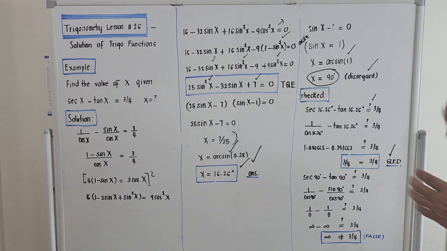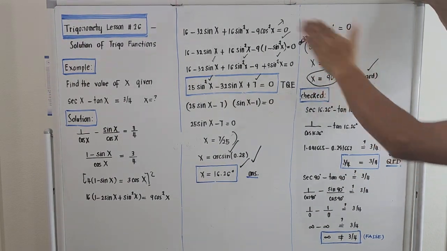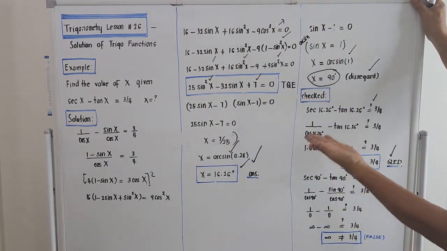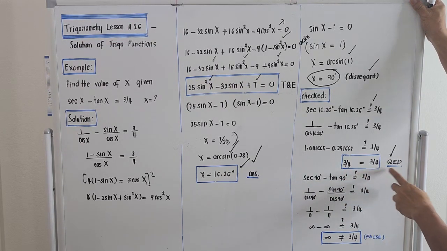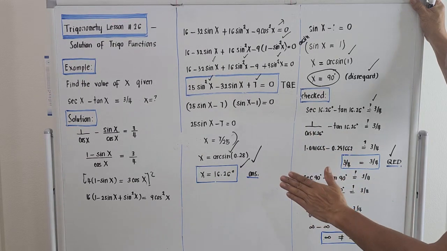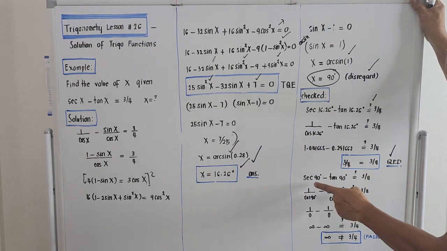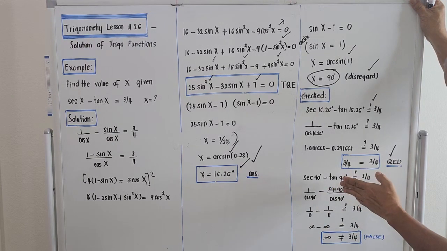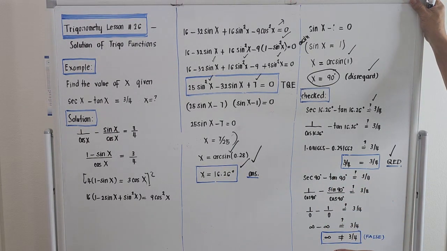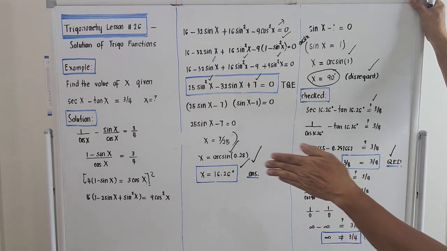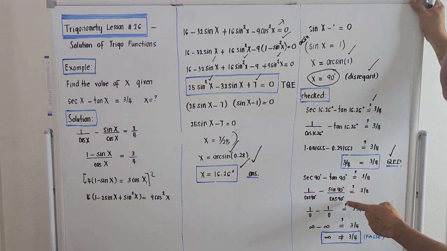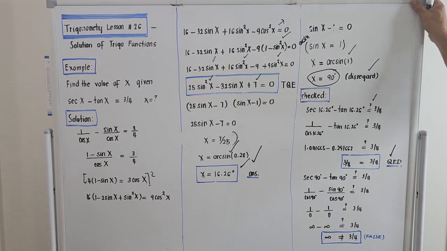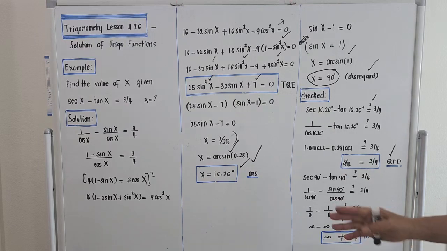For the second one, let's check if x is really a solution of the given trigonometric equation. We will just repeat the same process. Secant of 90 minus tangent of 90 degrees, is it equal to 3/4? Secant of 90, we can change to its cosine equivalent, so 1 over cosine of 90 degrees. Tangent of 90, I don't even memorize the tangent of 90, but I know that tangent of 90 is sine of 90 over cosine of 90. And 1 over cosine of 90 minus sine of 90 degrees over cosine of 90 degrees, is it equal to 3/4?